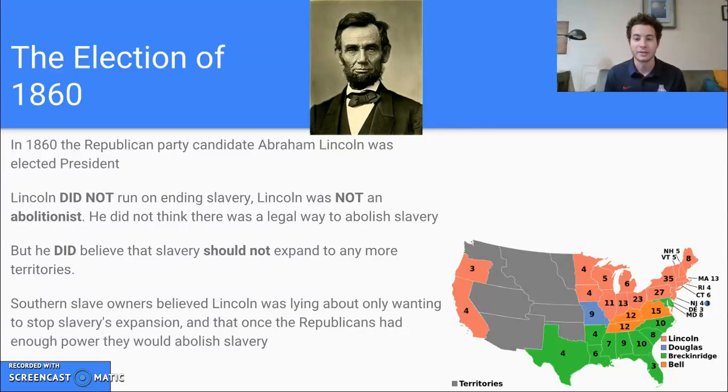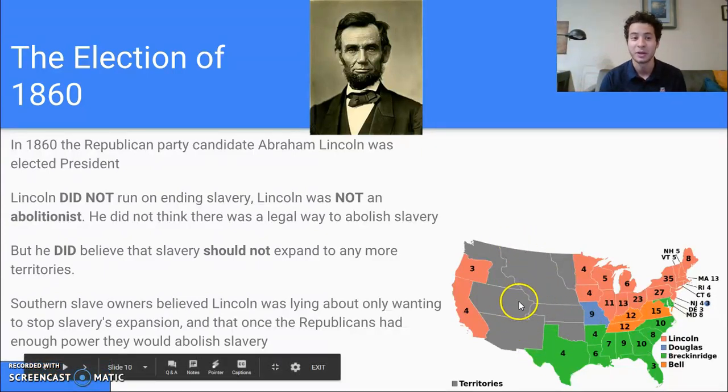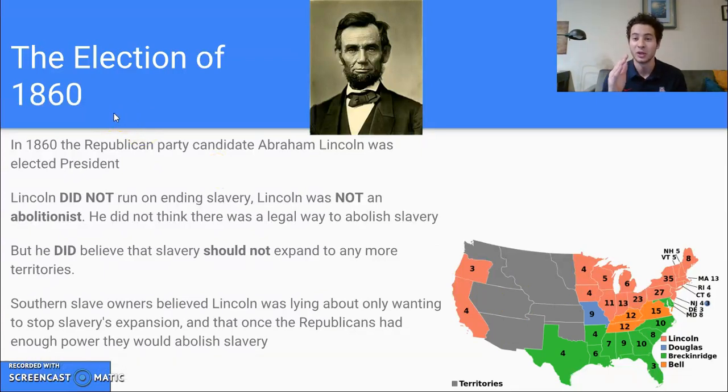Now, they saw Lincoln stopping slavery from expanding into these territories as being the first step. Once the Republicans slowed down slavery a little bit, the Southern Democrats, the Southern slave owners, believed they would start moving more and more towards fully abolishing slavery, making it go away forever. They thought that this was just an act by the Republican Party so that they could eventually make slavery go away. And if slavery went away, the South believed that the entire Southern way of life would fully change.